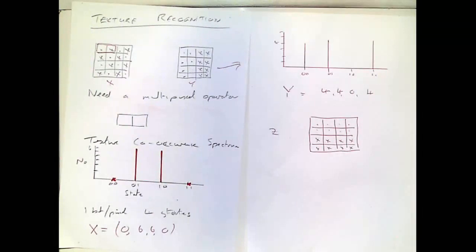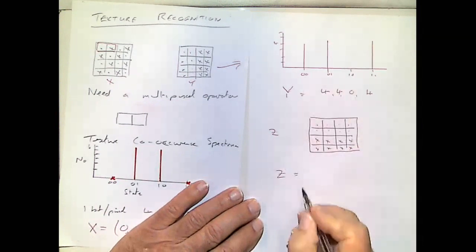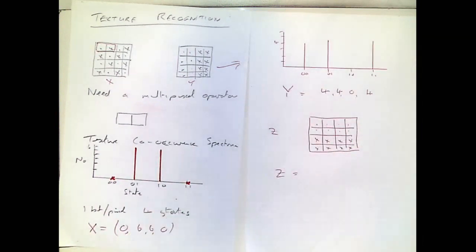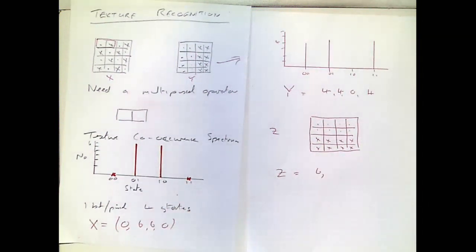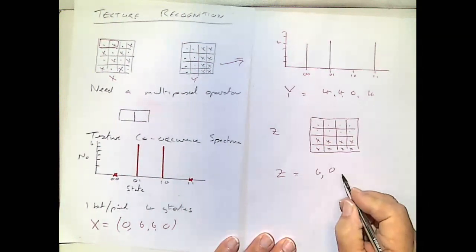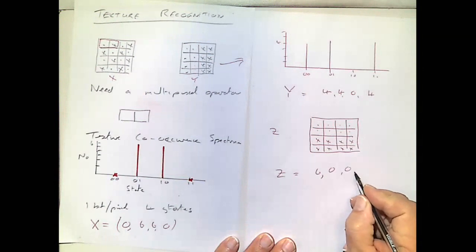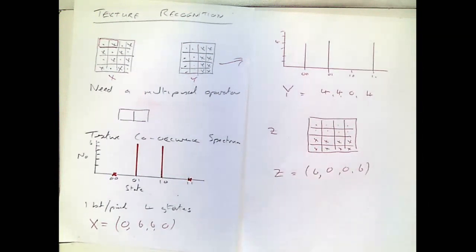Right. The texture coherence spectrum for that is a simple example. Can I write it down without going through the graph? How many noughts? 6. How many 0, 1s? 0. How many 1 noughts? 0. How many 1 1s? 6. So there I've got the vector for Z.